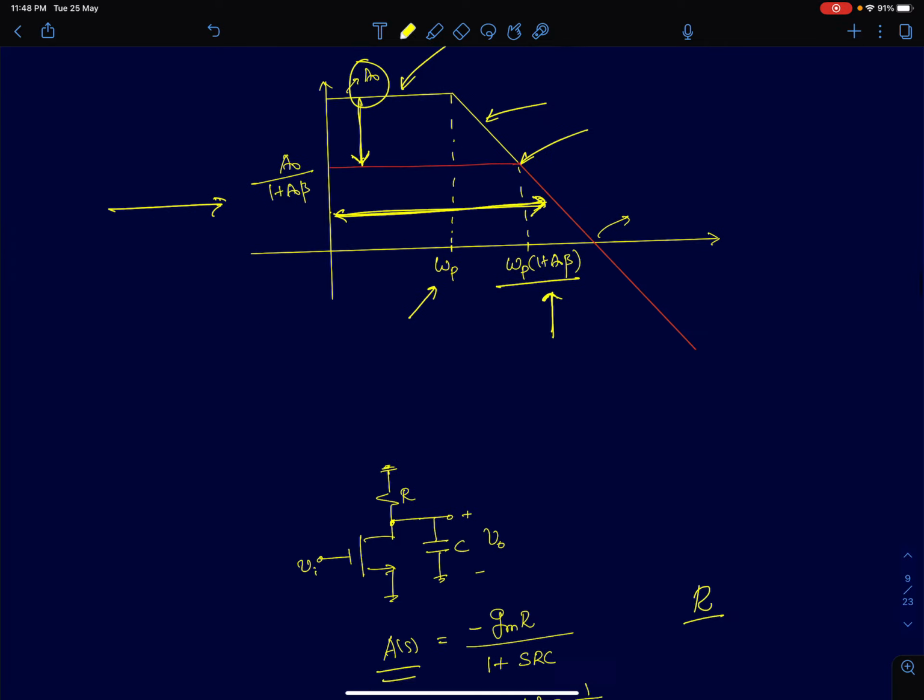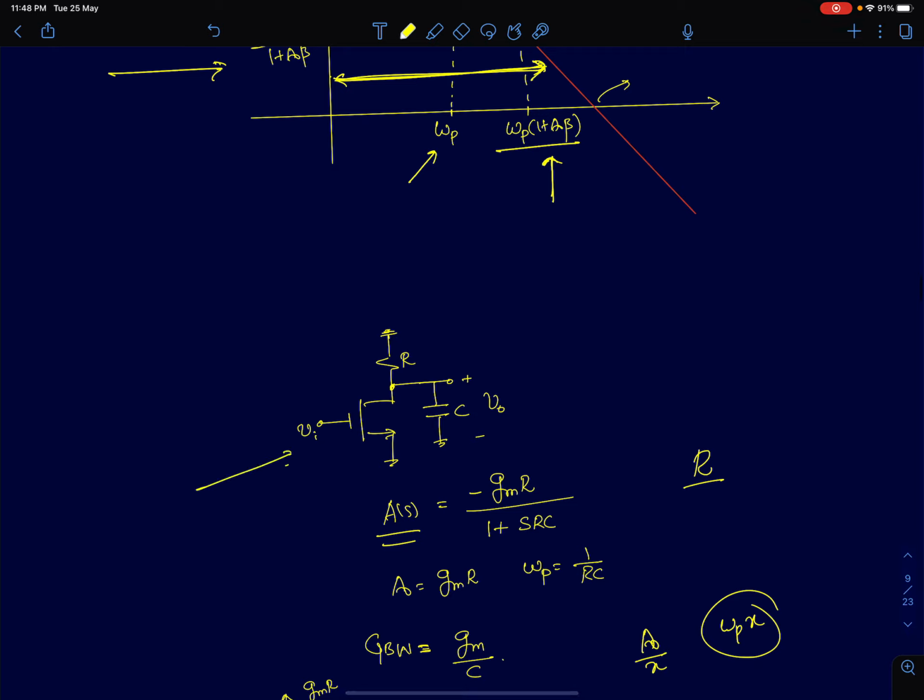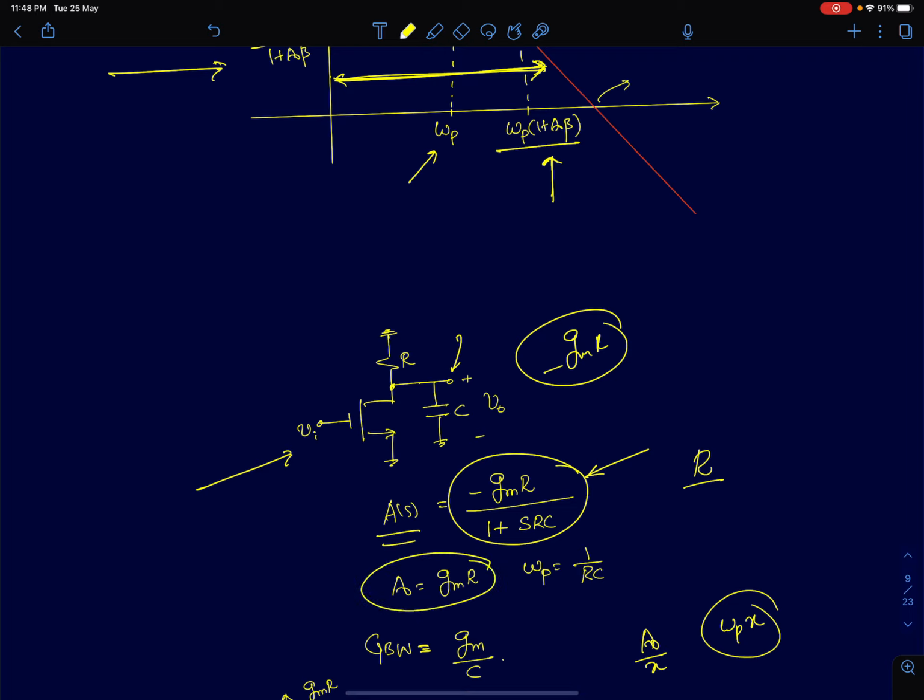To illustrate that, I've shown here a simple common source amplifier with a resistive load. We'll assume R0 is infinity. The DC gain will be minus Gm times R, and the pole here will be 1 by RC, and the transfer function is given by minus Gm R by 1 plus sRC. So the DC gain here is Gm R, and the pole is 1 by RC.